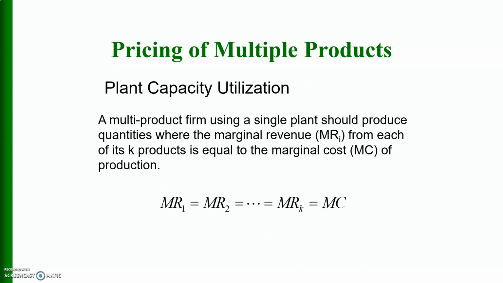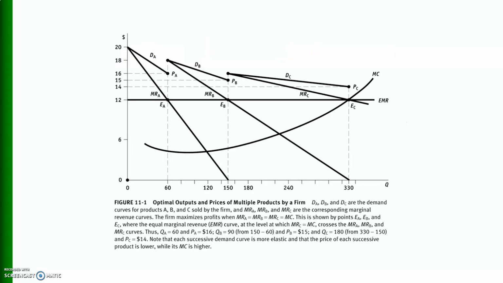Plant capacity utilization. A multi-product firm using a single plant should produce quantities where the marginal revenue from each of its K products is equal to the marginal cost of production. That is, MR1 is equal to MR2 up to MRK, and that must be equal to MC.